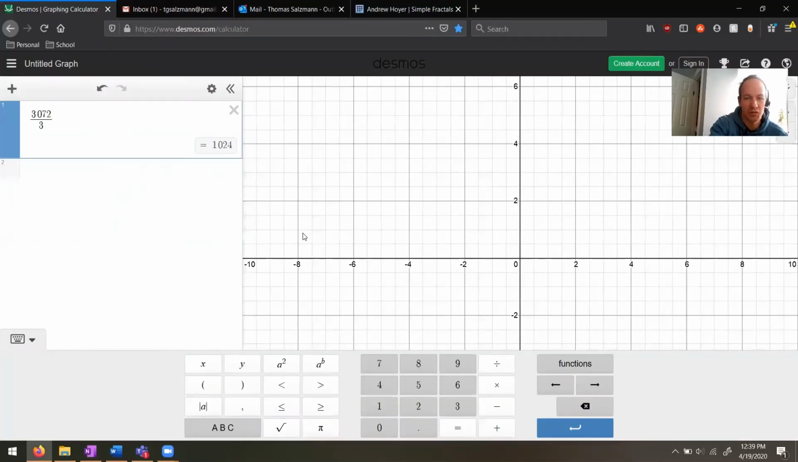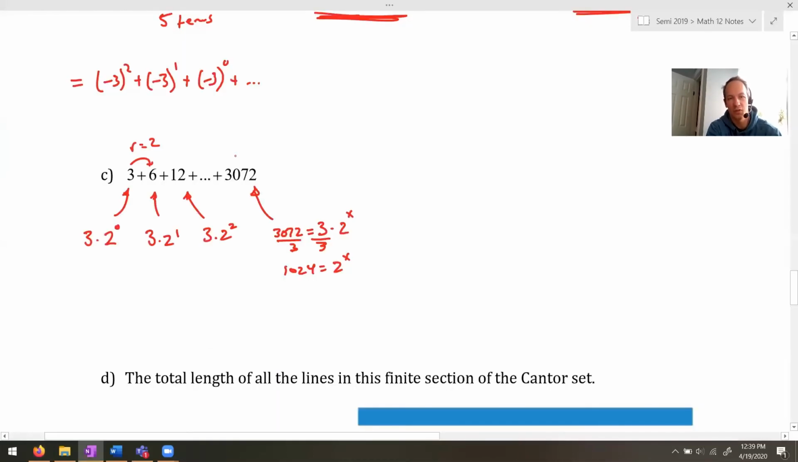So what I'm going to do is erase this, and I'm going to say 2 to the power of, and I'm just going to take a guess. I'm going to say 2 to the power of 10. 2 to the power of 10, look at that. It's 1024. So if you get it wrong, you just keep trying. But we can see that x is equal to 10.